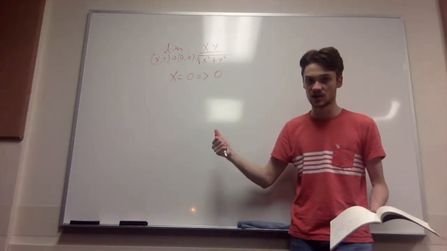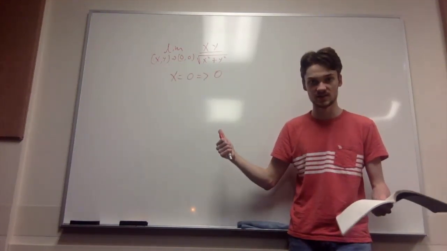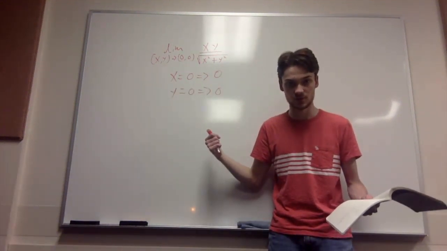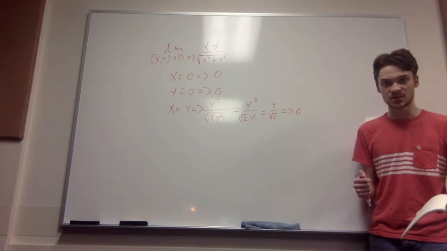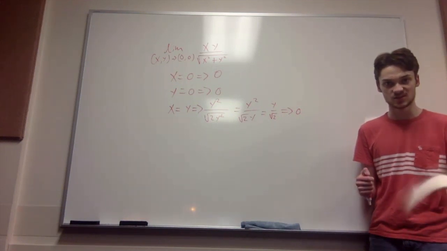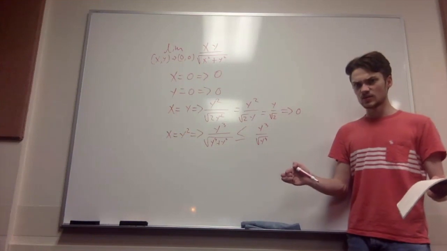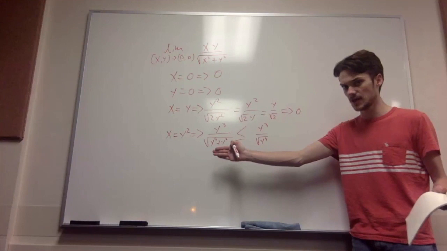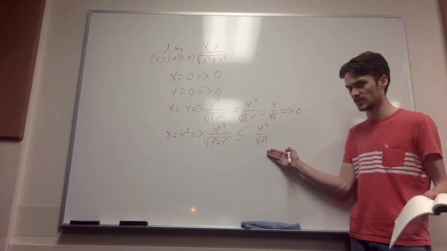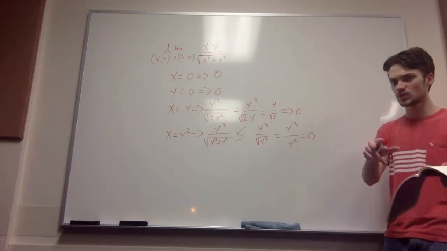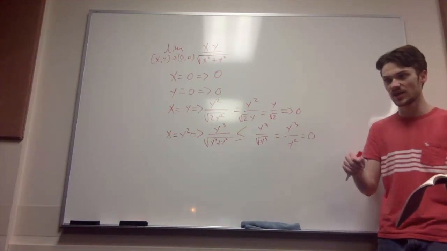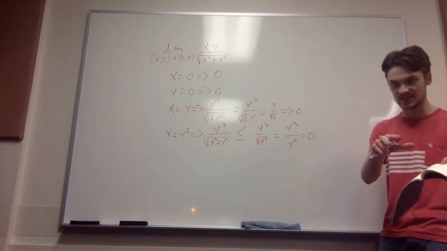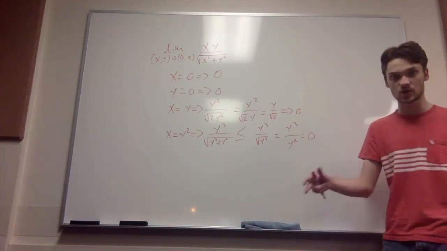If we approach along the y-axis, we find that the function is equal to 0. If we approach along the x-axis, we find that the function is equal to 0. If we approach along the line y equals x, we find that the function is equal to 0. We can use sort of a mini squeeze theorem because we know that this function is always going to be greater than this function because the denominator of this function is smaller than the denominator of this function. We find by approaching along x equals y squared that the limit is equal to 0 as well. We begin to suspect that this thing does have a limit that does exist. So how do we move forward with this?